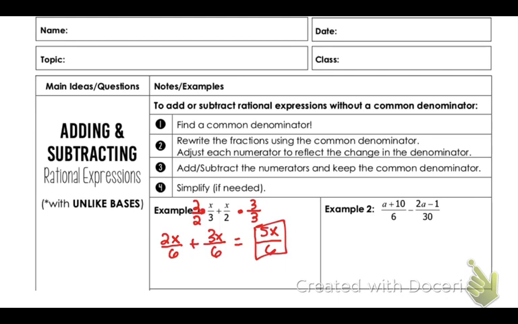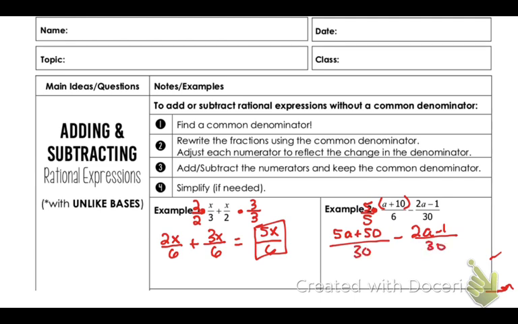Example 2. We have 6 and 30 at the bottom. I can't do anything with these until I have common denominators. So I'm going to go ahead and leave 30 alone, but the 6, I'm going to multiply by a 5 over top and bottom. Remember, you're multiplying the top by 5 too. So this will be 5a plus 50 all over 30, minus 2a minus 1 over 30. Whoops, not 6, 30.